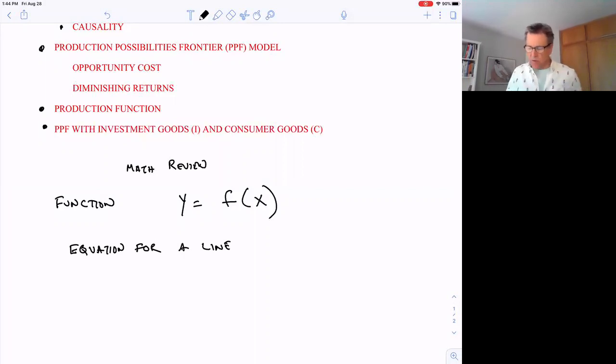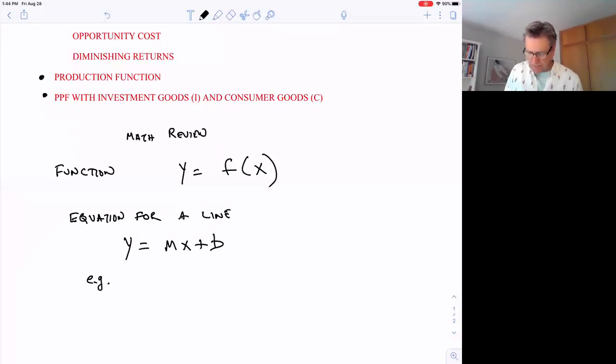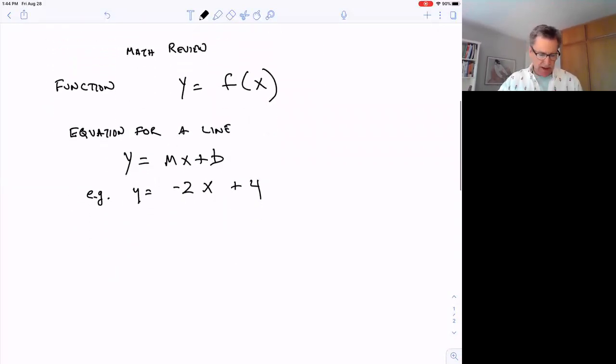And in general terms, we write that as y equals mx plus b, where m is the slope and b is the y-intercept. So for example, I could write y equals minus 2x plus 4. It's the equation of a straight line where negative 2 is the slope and 4 is the y-intercept. I want you to be able to plot that and calculate the slope of that from that plot.